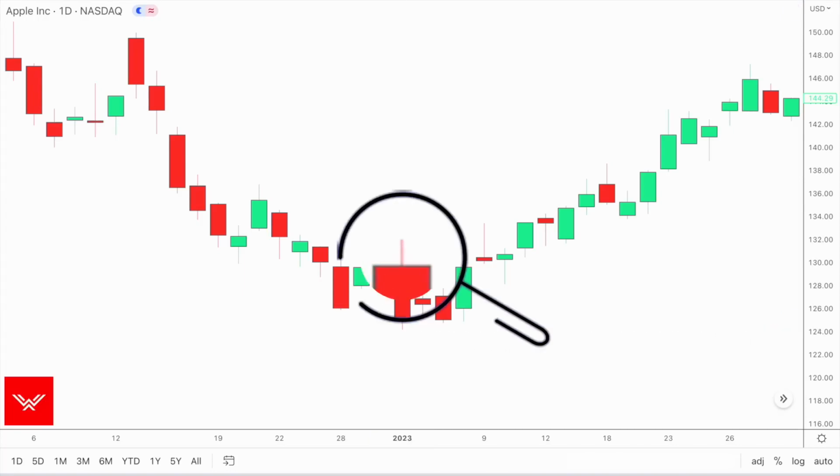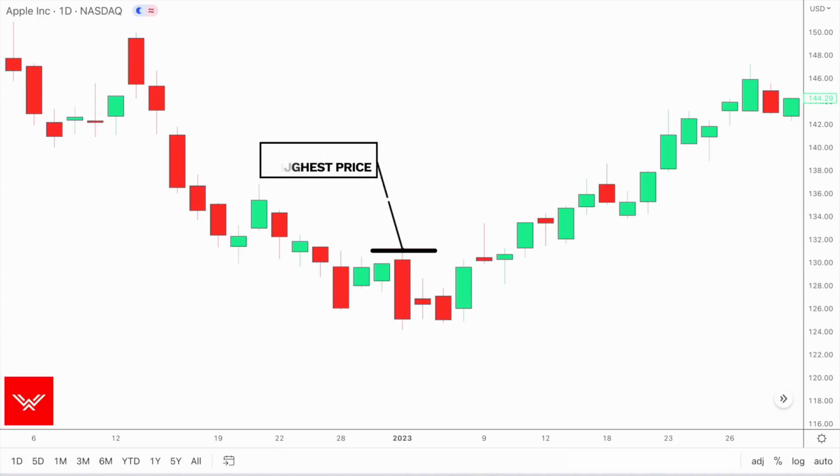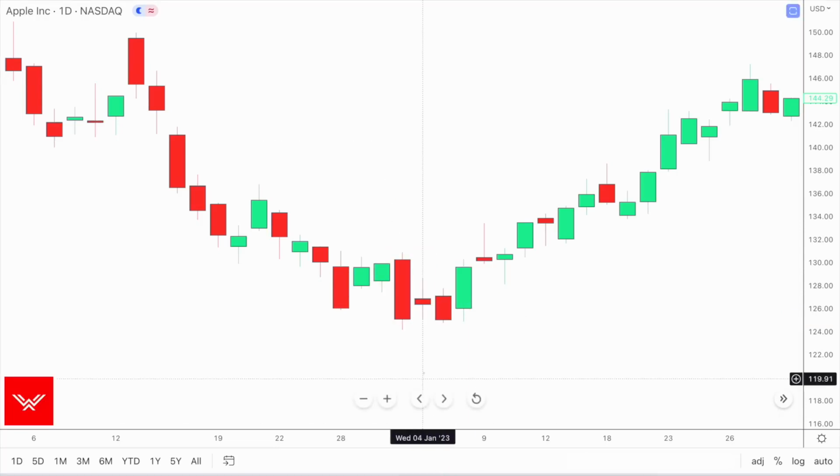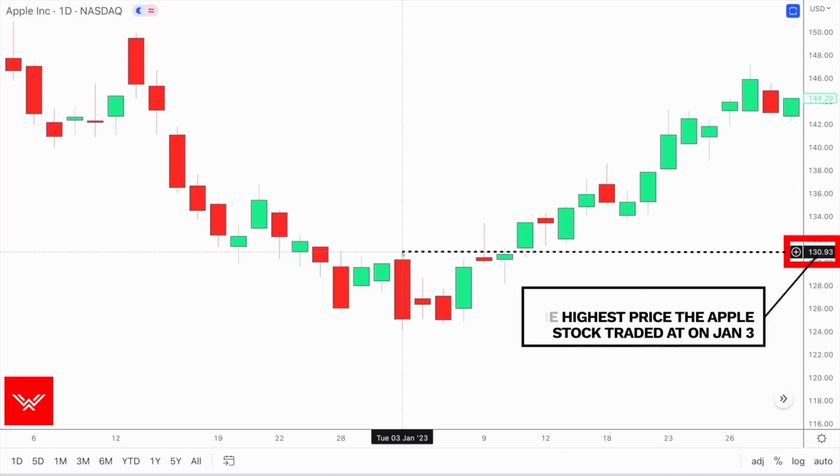The wick above is the highest price that the Apple stock reached that day. Place your mouse at the top of the wick and it shows $130.93 as the day's highest price.